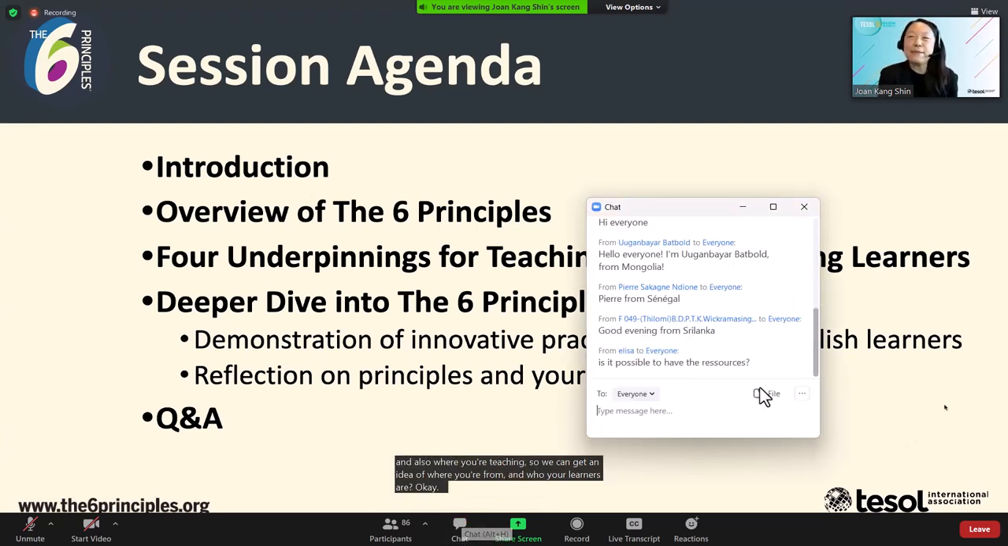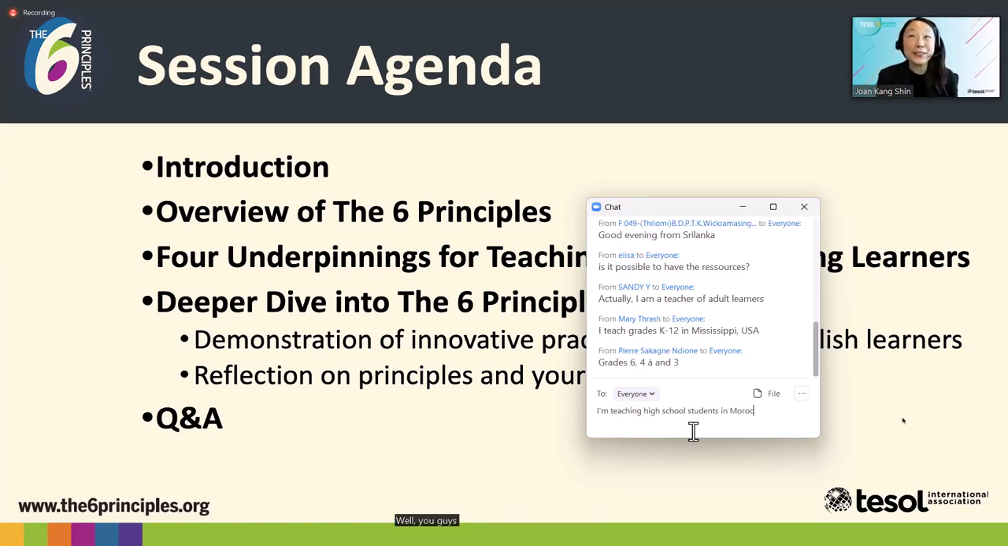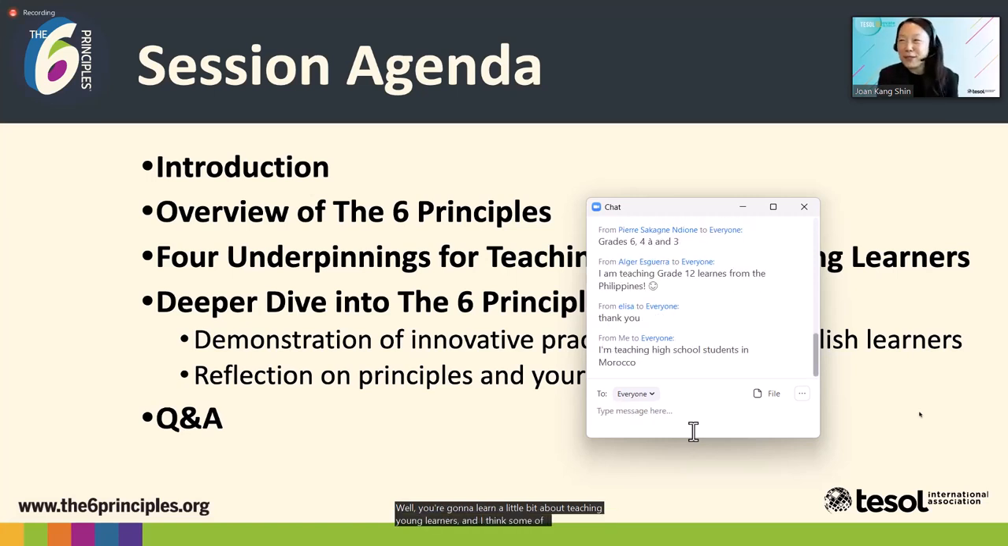Okay, Elise, I see, is it possible to have the resources? Yes, we've put some of the resources in the Canvas platform. I see Sandy says, I'm a teacher of adult learners. Well, you're going to learn a little bit about teaching young learners, and I think some of the activities maybe you could even use.